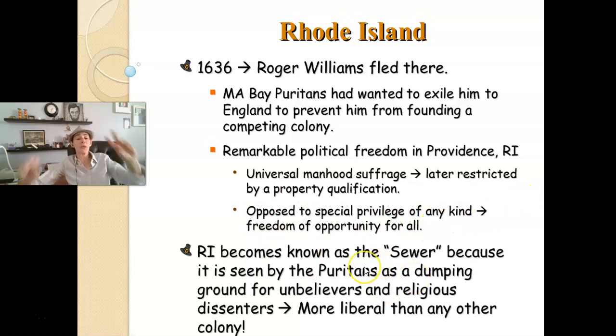Rhode Island became known as the sewer because it was seen by the Puritans as a dumping ground for unbelievers and religious dissenters. It was more liberal than any other colony. So I don't know about you, but I'm a fan of the sewer, and if I had to take my pick of where I'm going to hang out, I'd pick the sewer because that looks like a much more fun time.